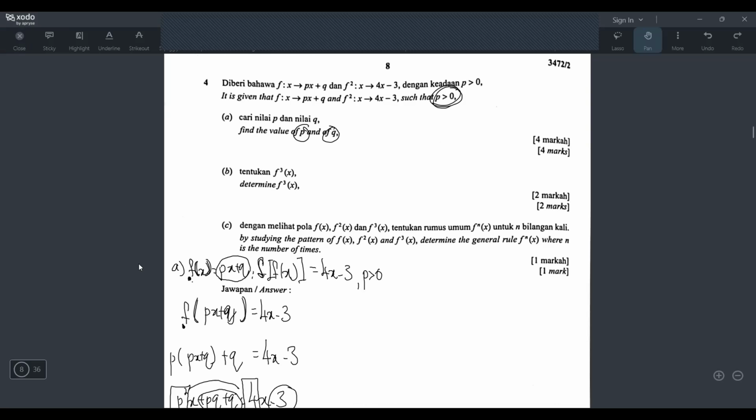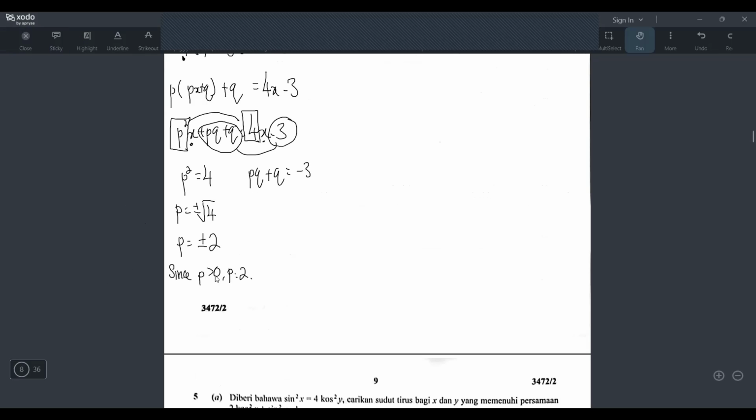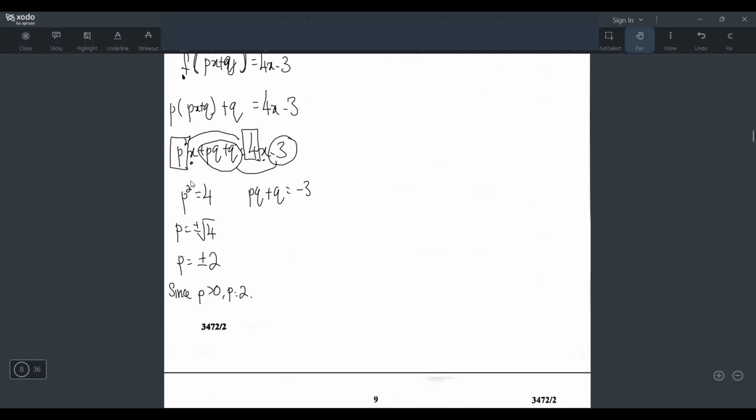Then what if the question doesn't say this? What if one day the question never mentioned this? Then you take both answers, which means you will have 2p answers and 2q answers. Okay, but this question mentioned p has to be bigger than 0. That means you will only have one answer for p, one answer for q.